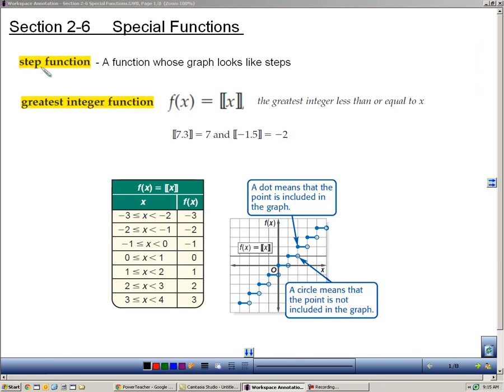Section 2.6 is about special functions. There are more graphs than just linear graphs, and we're going to look at some of those graphs, some of those functions, what they might look like, and some of their characteristics. We'll start by looking at the step function.